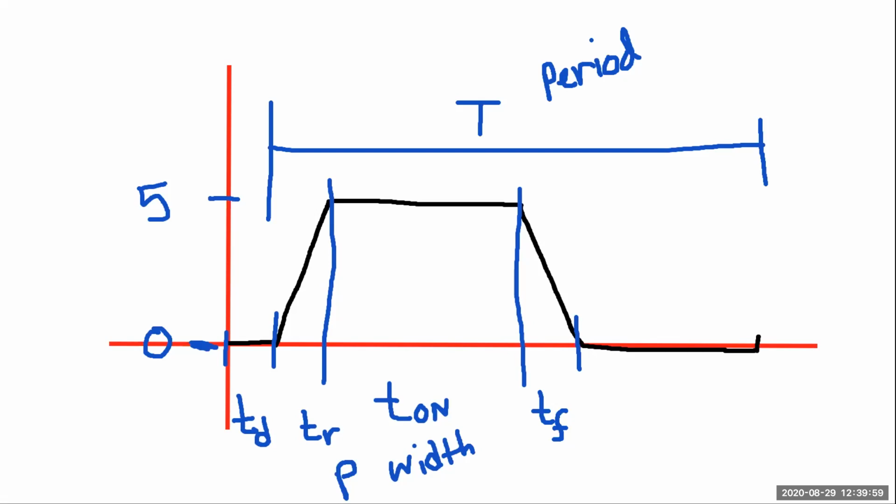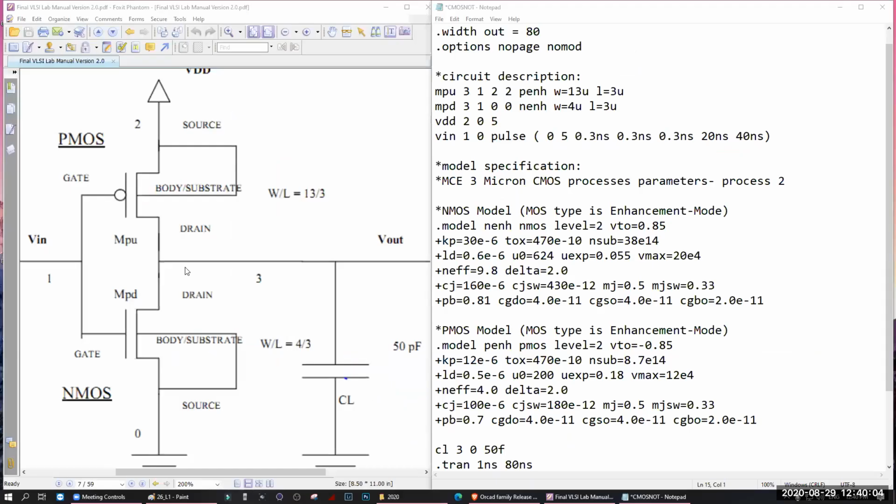Okay, we're going to share this screen. Now, here we're going to write pulse. The 0 means the lowest voltage, 5 means the highest voltage. 0.3 is the delay time. 0.3 nanosecond is the rise time. 0.3 nanosecond is the fall time. 20 nanosecond is the on time, that means the pulse width. And the 40 nanosecond is the period time, the total time. Understood? This is how you will give the input parameters.